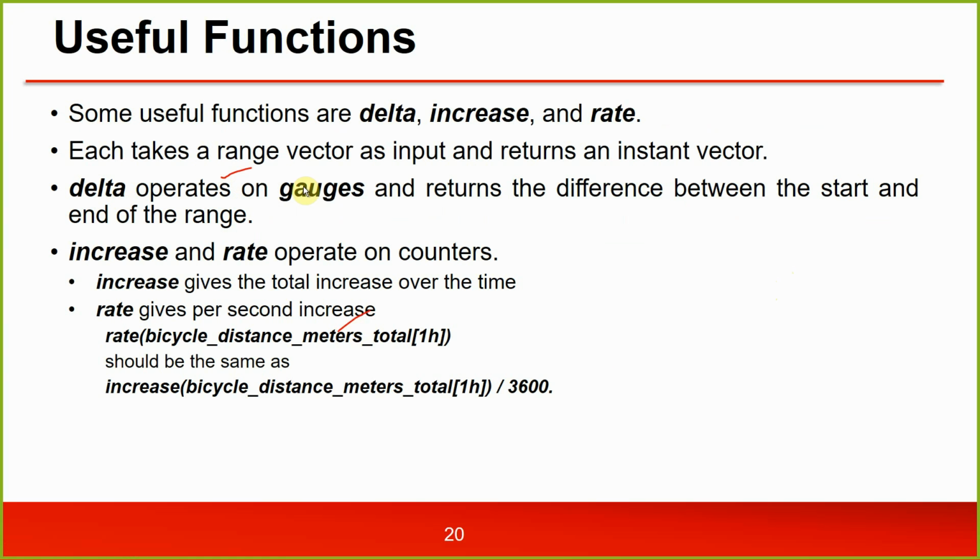Delta operates on gauges and returns the difference between the start and end of the range. Increase and rate operate on counters. Increase gives the total number over time. Rate gives the per second increase. For example, rate of bicycle distance meters total over the last 1 hour should be the same as increase of bicycle distance meters total over 1 hour divided by 3600. That will be per second, sorry.